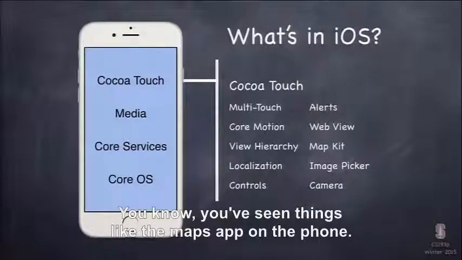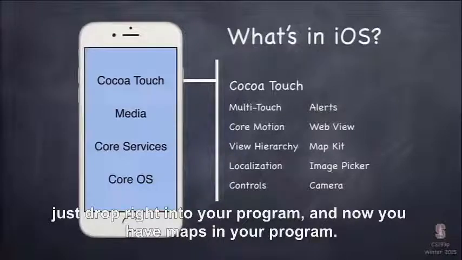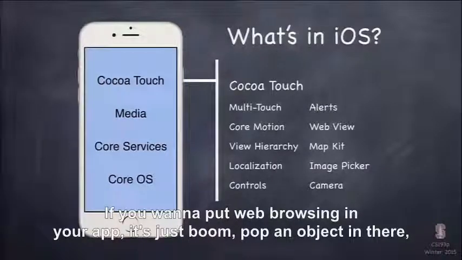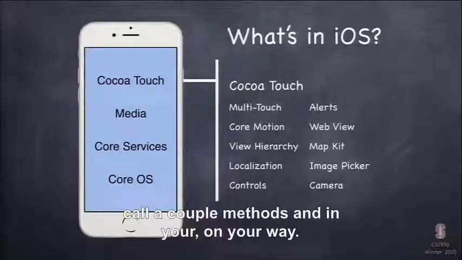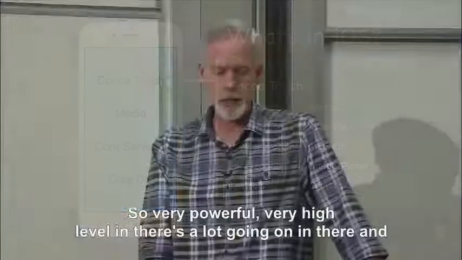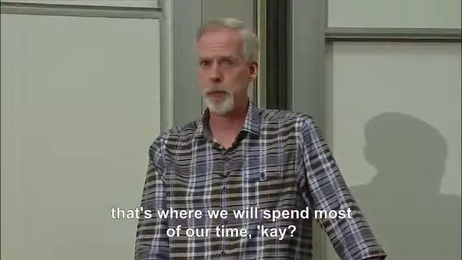You've seen things like the Maps app on the phone. There's basically an object that does almost the entire Maps app that you can just drop right into your program. Now you have Maps in your program. Same thing with web browser. If you want to put web browsing in your app, just pop an object in there, call a couple methods, and you're on your way. So it's very powerful, very high level, and there's a lot going on in there, and that's where we'll spend most of our time. Okay?